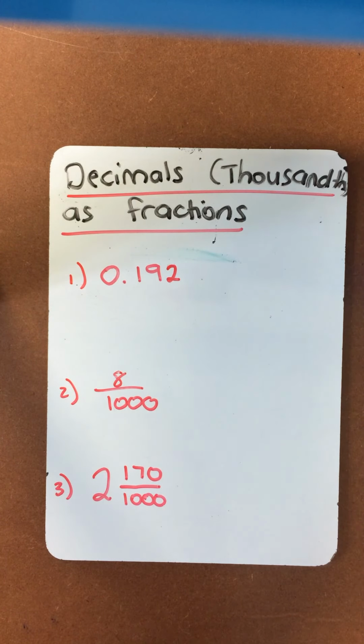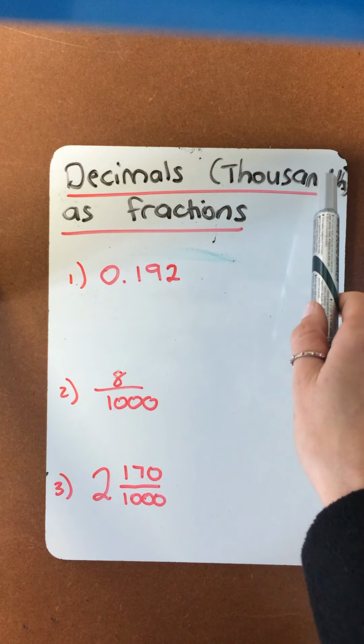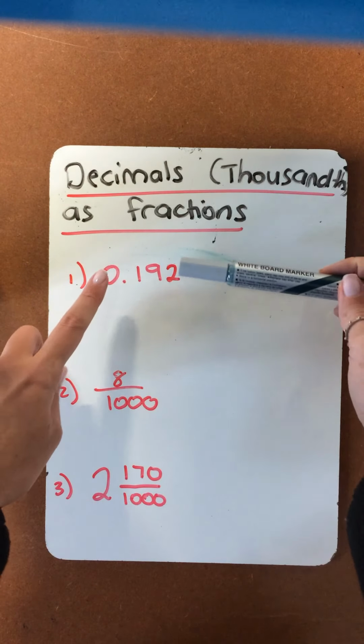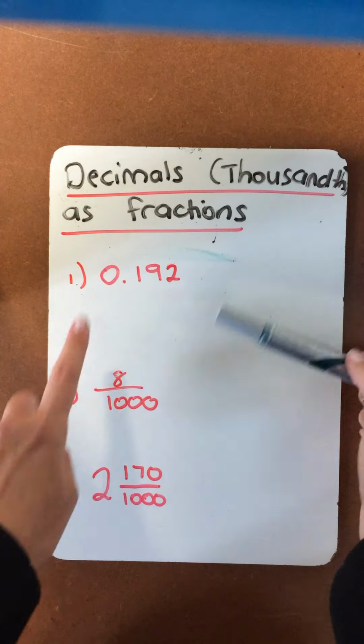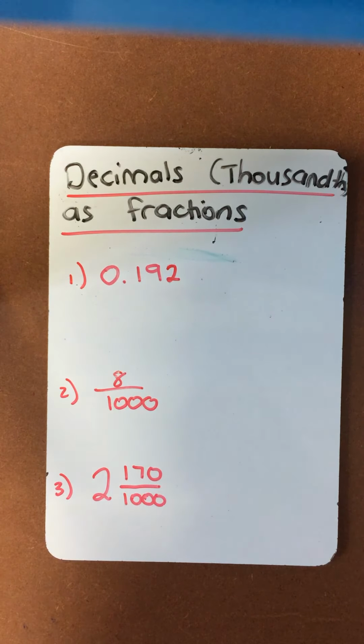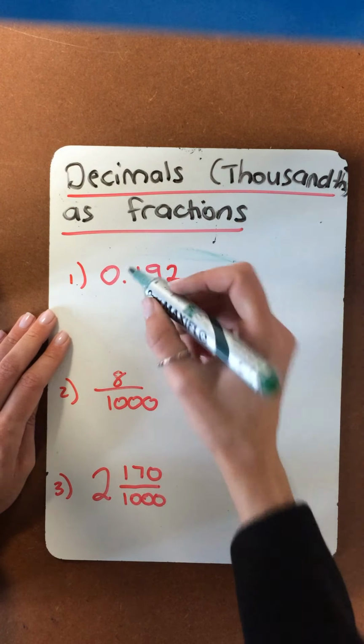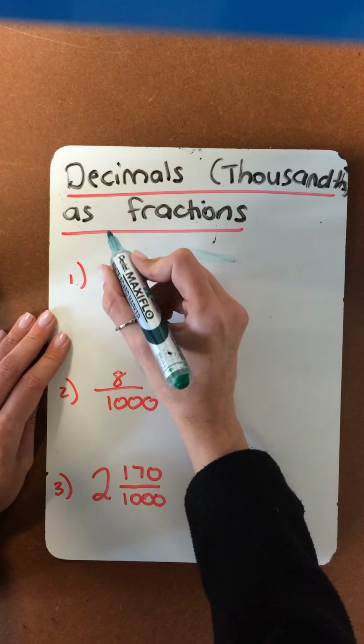In this video, we are going to learn about decimals that have numbers in the thousandths position, and we're going to look at how to change these decimals to fractions or change the fractions to decimals. Right. So the first thing I'm going to do to change this decimal to a fraction is I'm going to put my place values on top.